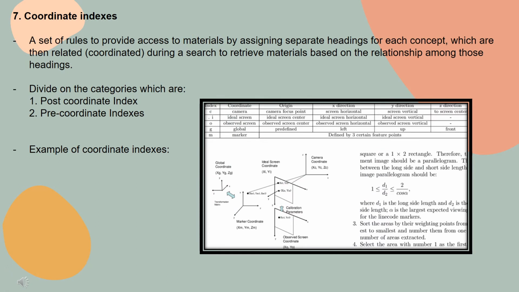Okay, next is coordinate indexes. A set of rules to provide access to material by assigning separate headings for each concept, which are then related during a search to retrieve material based on the relationship among those headings. It is divided into two categories, which are post-coordinate index and pre-coordinate index. So here is one example that shows the combination of post-coordinate index and pre-coordinate index.